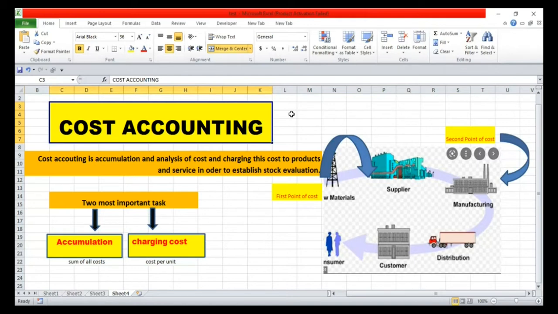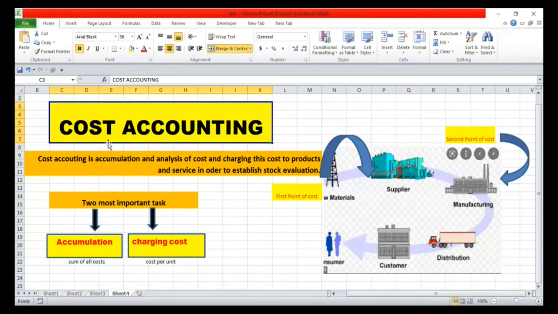So what is cost accounting and how do we do cost accounting? We will learn all this in a series of different videos. This is our first video, and I will prepare a number of videos until we know each and everything about cost accounting. We will learn what cost accounting is, how we do it, and how cost accounting affects our decision making process. All these things will be covered in the videos that I am going to prepare for you.